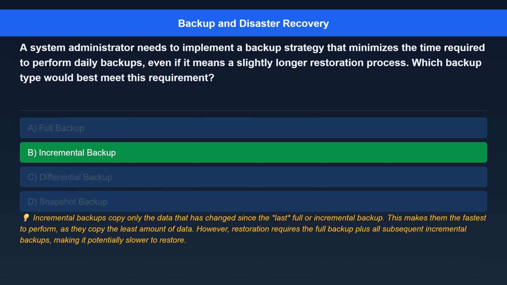The correct answer is incremental backup. Here's the explanation. Incremental backups copy only the data that has changed since the last full or incremental backup. This makes them the fastest to perform, as they copy the least amount of data. However, restoration requires the full backup plus all subsequent incremental backups, making it potentially slower to restore.